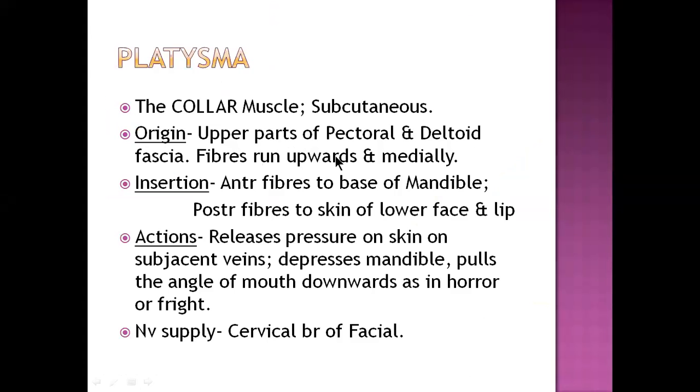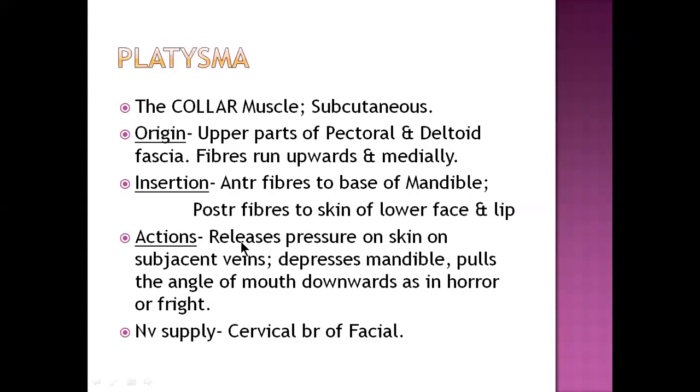It originates from the upper part of the pectoral fascia and the deltoid fascia. You know the pectoral muscles, no? Above the pectoral muscles you get the pectoral fascia. We discussed it a long time back when we did the dissection of the upper limb, and also from the deltoid fascia. They run upward and medially, and insert. Anterior fibers insert to the base of the mandible. Posterior fibers go to the lower face and lip. So that is the insertion of the platysma.